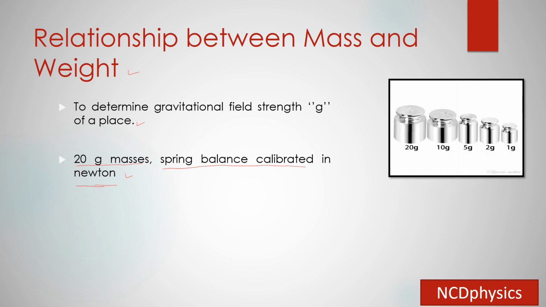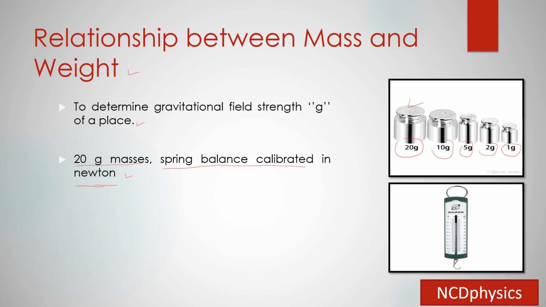So these are the spring balance and standard masses of 20 gram. In the labs you can find 10 gram, 5 gram, 2 gram, and even 1 gram. In this experiment, of course, we will use 20 gram. To determine the gravitational field strength of a place, we are going to use these two: standard masses and a spring balance.